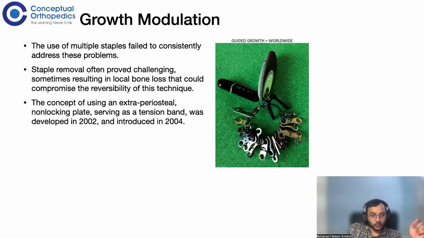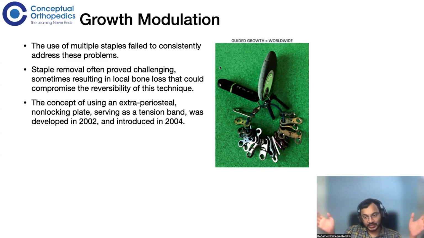So staple removal also proved challenging, resulting in even bone loss in that area. And if there is bone loss in that area, which is around the physis, then you're damaging the physis, and maybe the reversibility of this technique could be questioned. Okay, so there came the concept of an extra periosteal plate, which serves as a tension band plate, which was developed in 2002 and introduced in 2004.